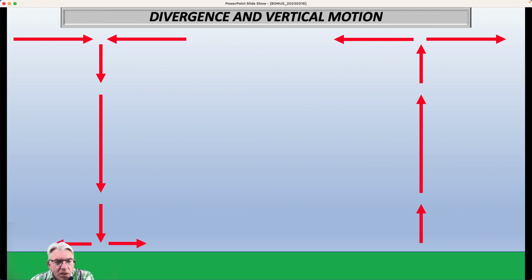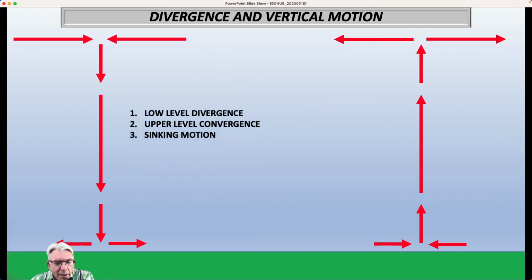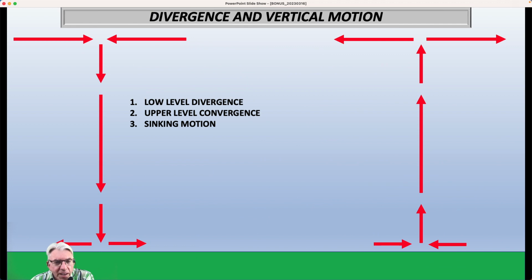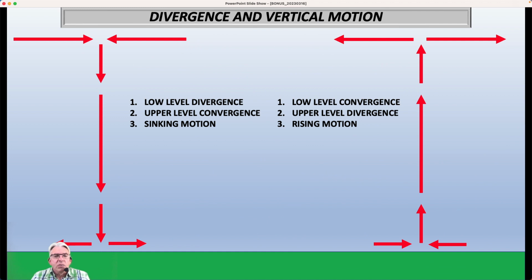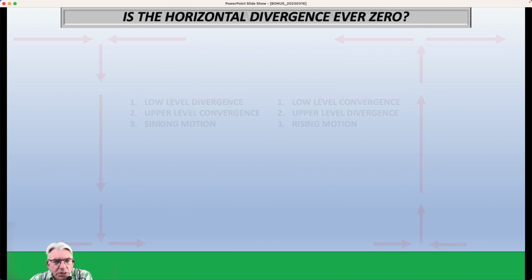Here's the opposite situation, where you have upper level divergence, the wind spreading apart. That induces air going up to replace it, and that means the air has to come together in the low levels, or converge in the low levels, in order to resupply the mass. So on the left, upper level convergence, low level divergence, leading to sinking motion, which usually leads to warming and drying. And then on the right, we have low level convergence, upper level divergence, which leads to rising motion and clouds and precipitation.